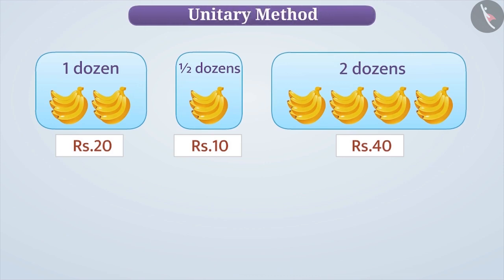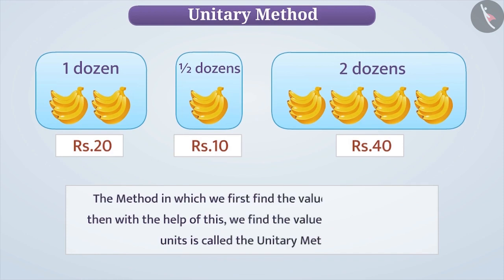For example, if we know the value of 1 dozen bananas, then we can find the value of half a dozen, that is 6 bananas, or of more than 1 dozen bananas. The method in which we first find the value of 1 unit and then with the help of this, we find the value of any number of units is called the unitary method. Let us understand this with an example.